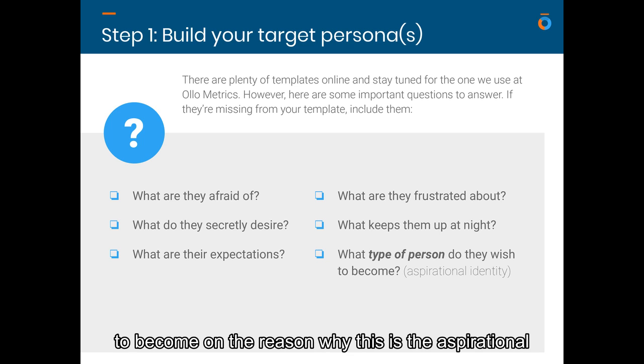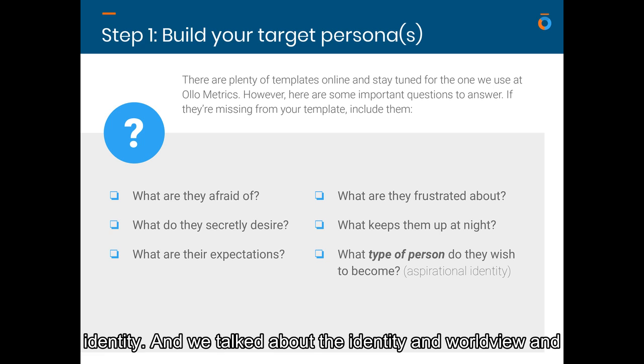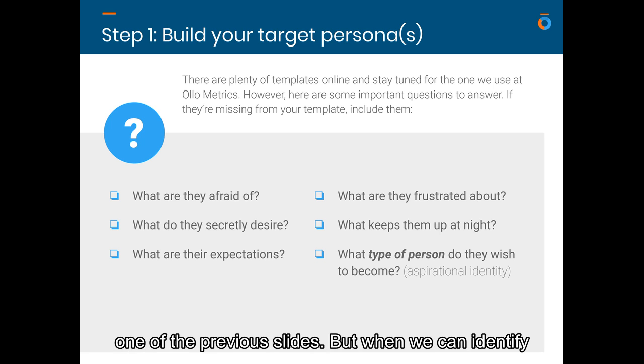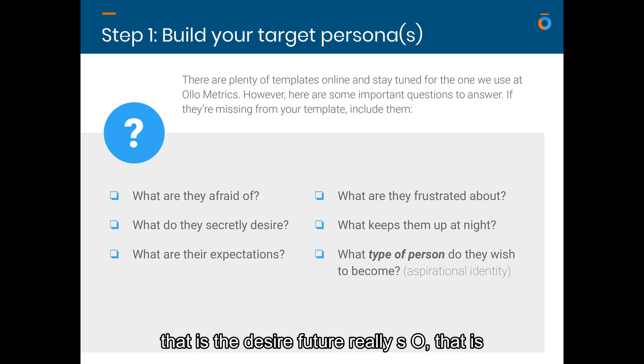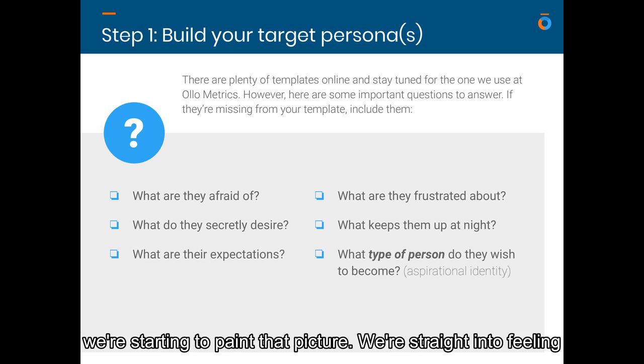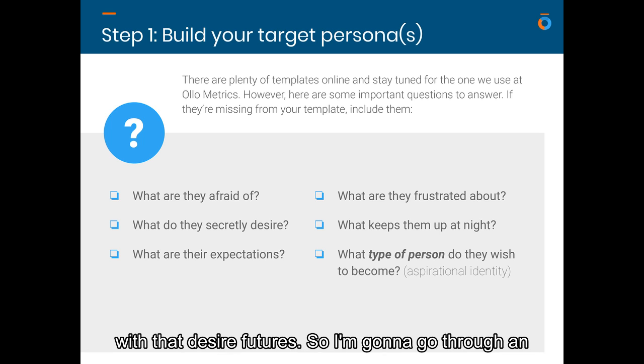And the reason why is that this is the aspirational identity. We talked about the identity and worldview in one of the previous slides. But when we can identify what that aspirational identity is for that person, then that is the desired future, really. So we're starting to paint that picture. We're starting to fill in what that desired future is. So I'm going to go through an example here.